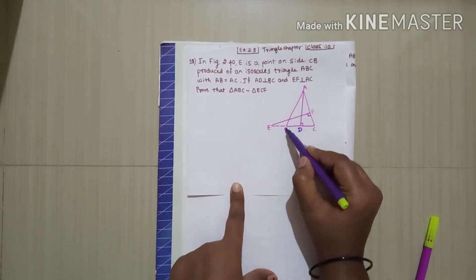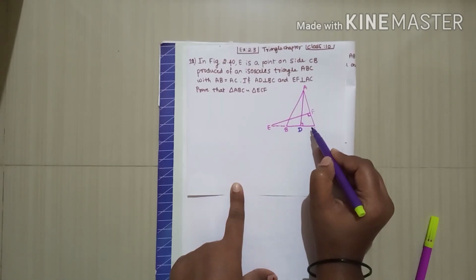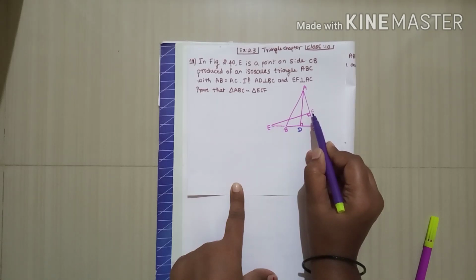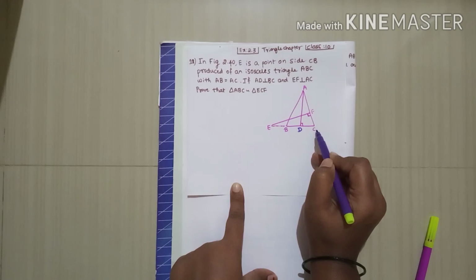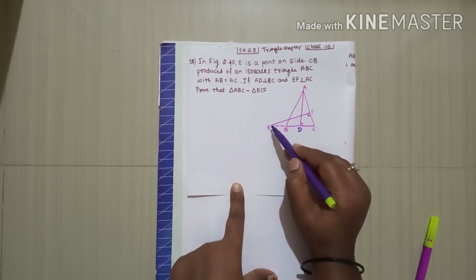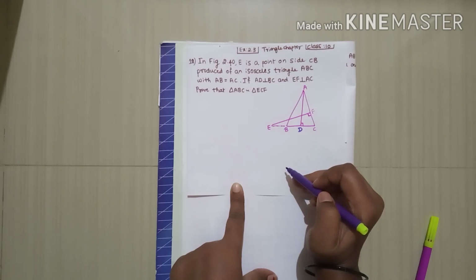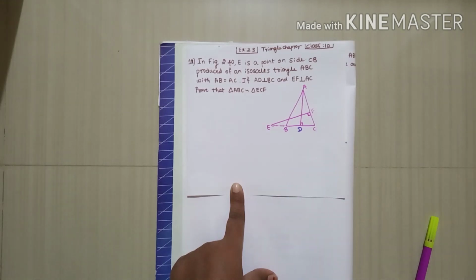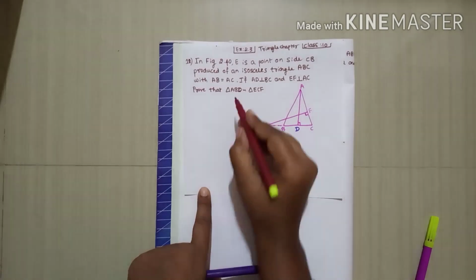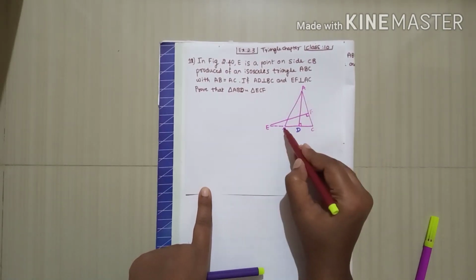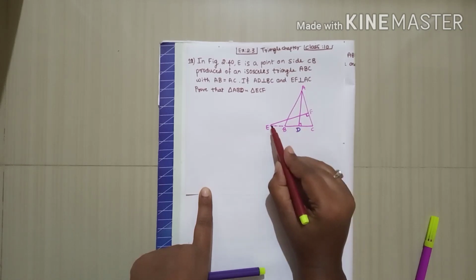ABC is similar to triangle EFC. We want to prove triangle ABC is similar to triangle EFC. Sorry, it is not a D. Sorry, it is not a C, it is D. Triangle ABD is similar to triangle ECF.